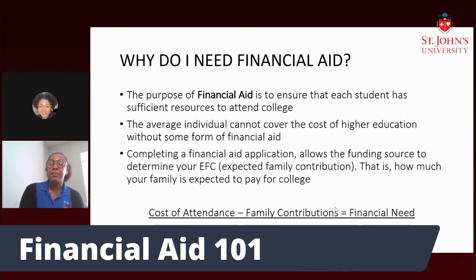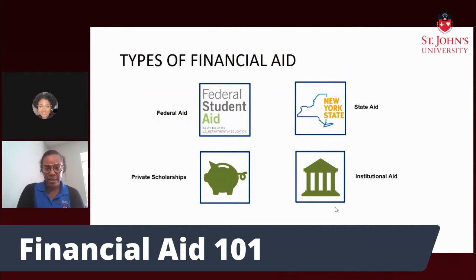So the difference between my family's contribution and the cost of attendance for the actual institution I'm attending. As you know, going to a 4-year school is going to be different than going to a 2-year school versus a technical school. But all of these things, your cost of attendance minus your family contribution, this is how they determine what your financial aid or financial need is in order for you to attend college.